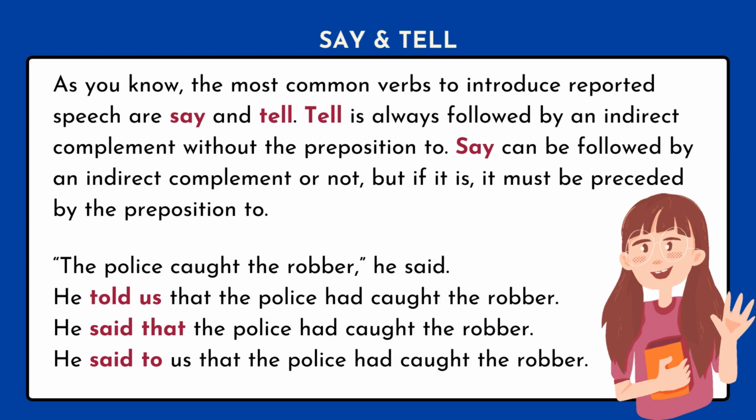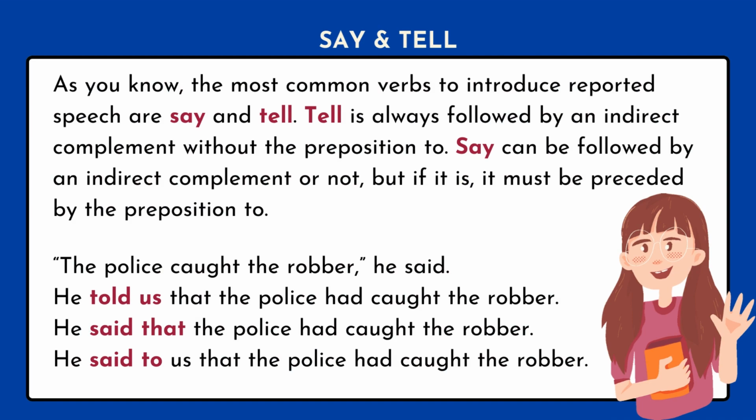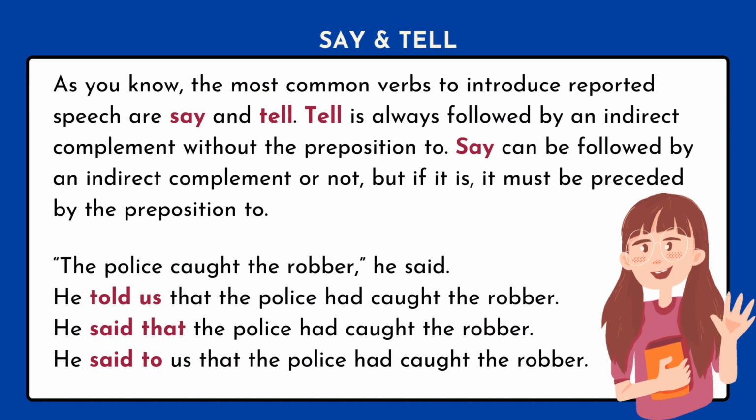Say and tell. As you know, the most common verbs to introduce reported speech are say and tell. Tell is always followed by an indirect complement without the preposition to. Say can be followed by an indirect complement or not, but if it is, it must be preceded by the preposition to. The police caught the robber, he said. He told us that the police had caught the robber. He said that the police had caught the robber. He said to us that the police had caught the robber.